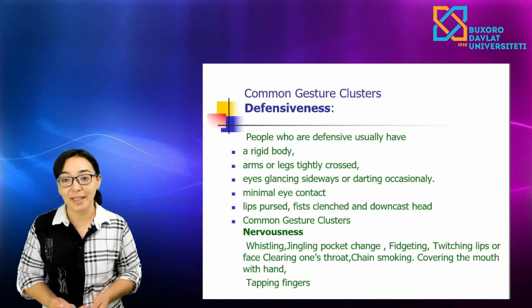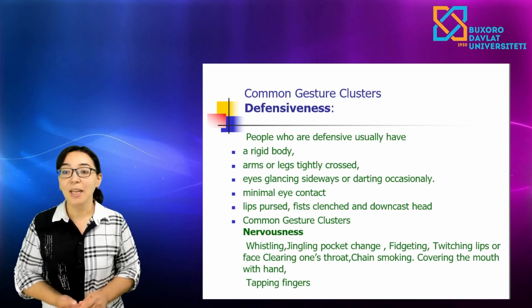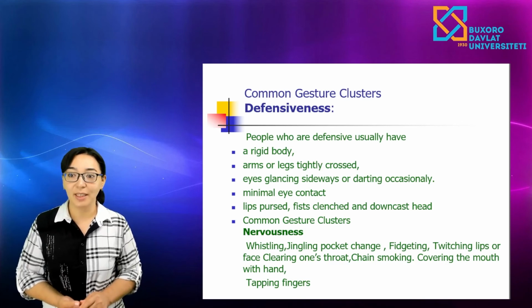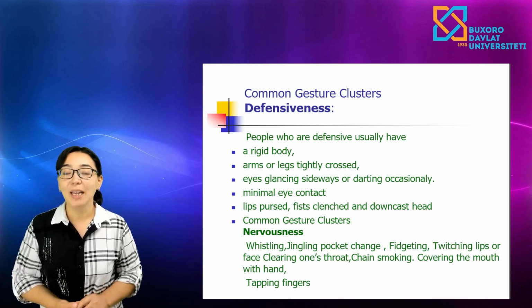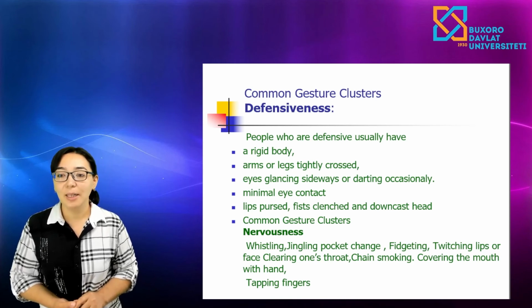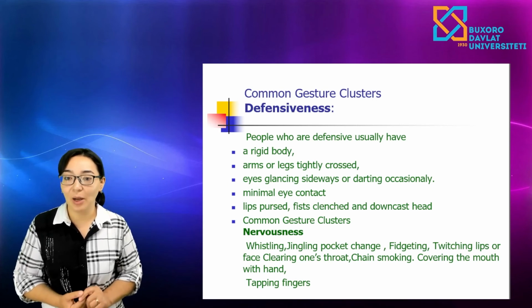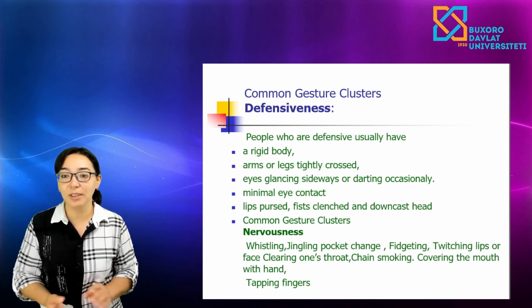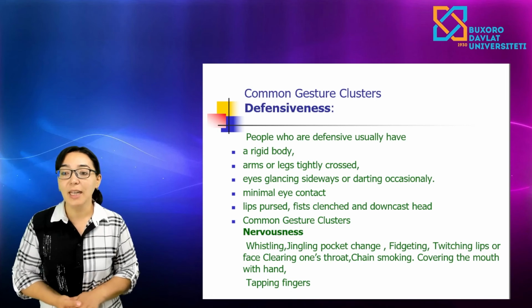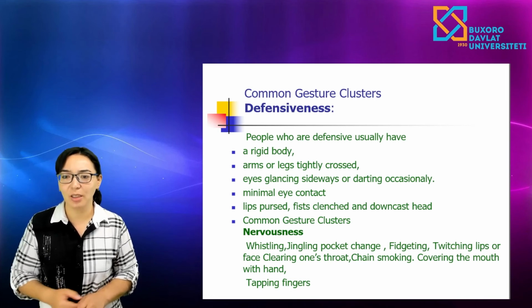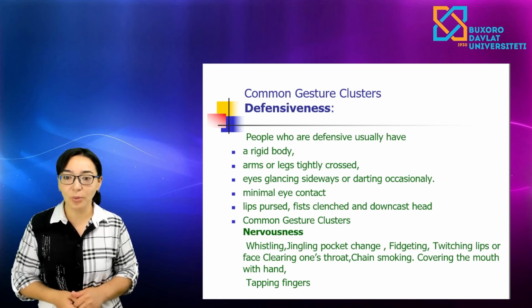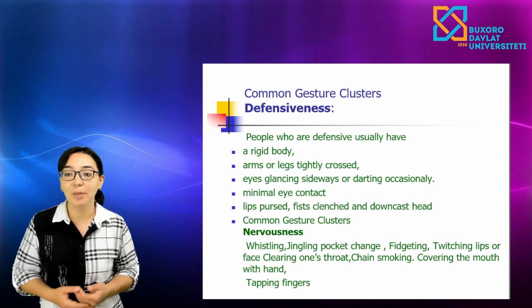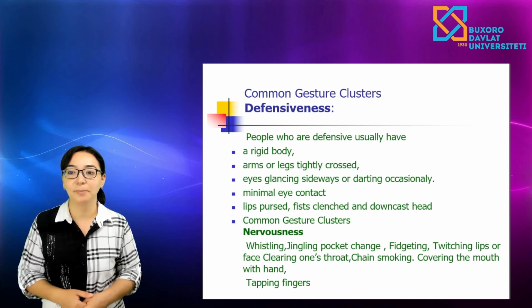People who are defensive usually have a rigid body, arms or legs tightly crossed, eyes glancing sideways or darting occasionally, minimal eye contact, lips pursed, fists clenched and downcast head. Common gestures of nervousness: whistling, jingling pocket change, fidgeting, twitching lips or face, clearing one's throat, chain smoking, covering the mouth with a hand, or tapping fingers.